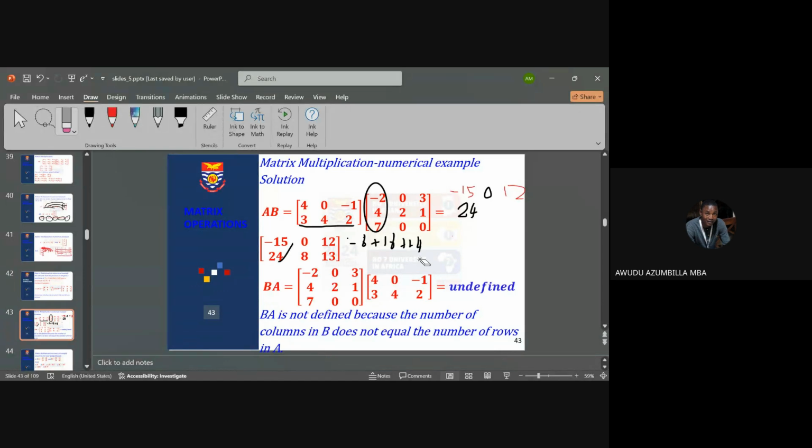Then we do the next one. This one is done, so we are multiplying the same row by the next column. The first one, 3 by 0, we are going to get 0.